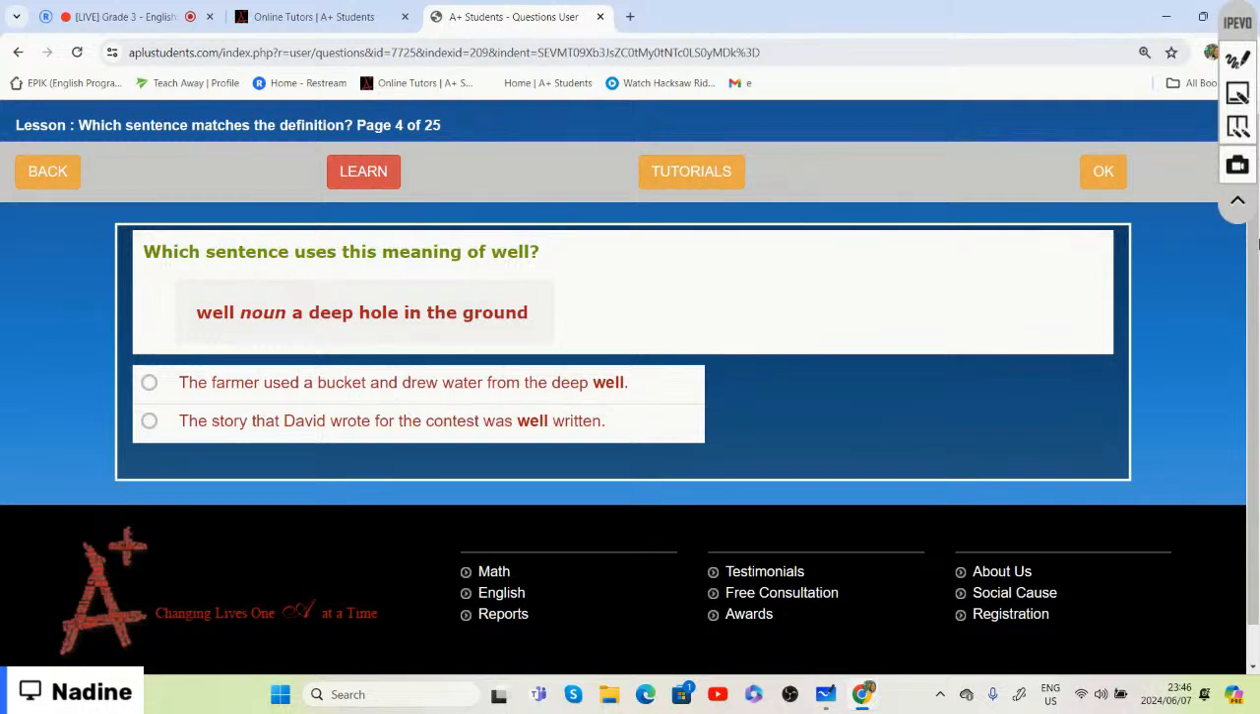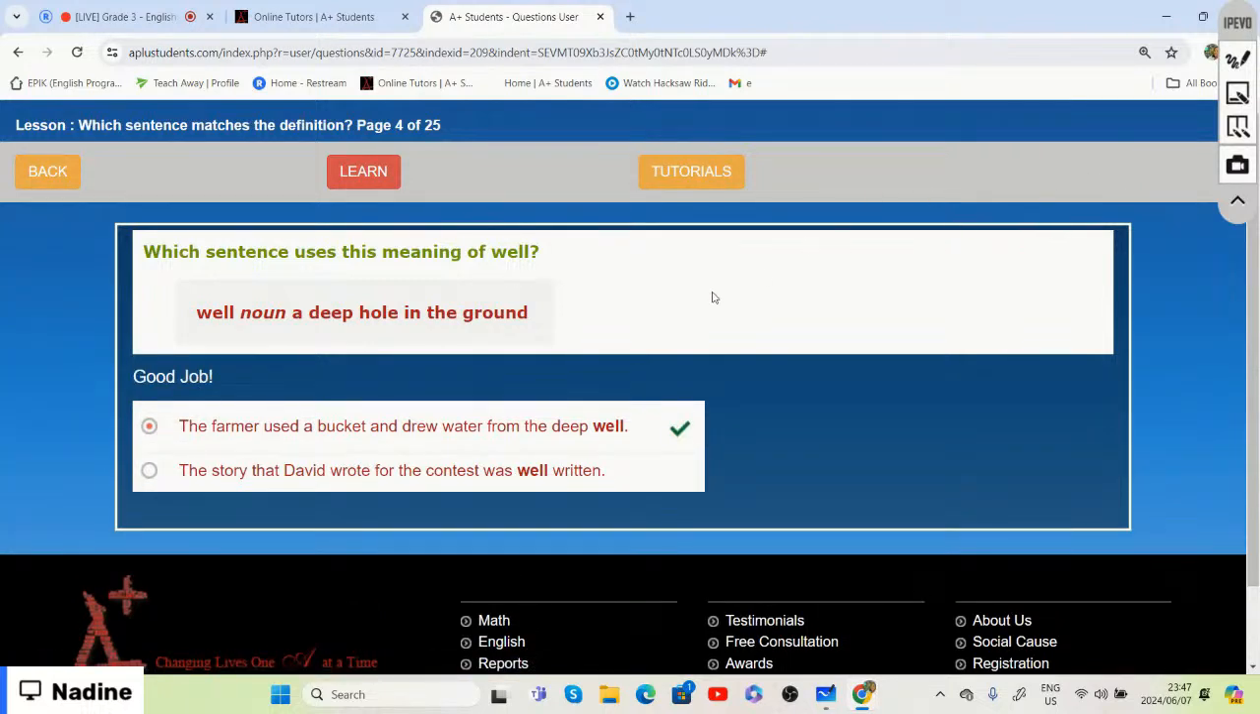But then it also says the story that David wrote for the contest was well written. So if we want to match the word with the correct sentence, the sentence that matches the definition, then we would go with option one, which is the farmer used a bucket and drew water from the deep well. All right.